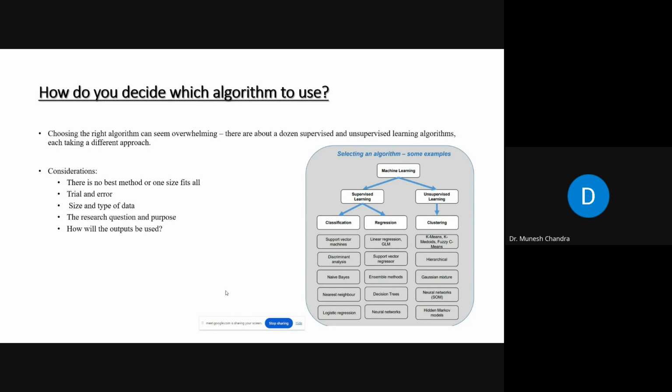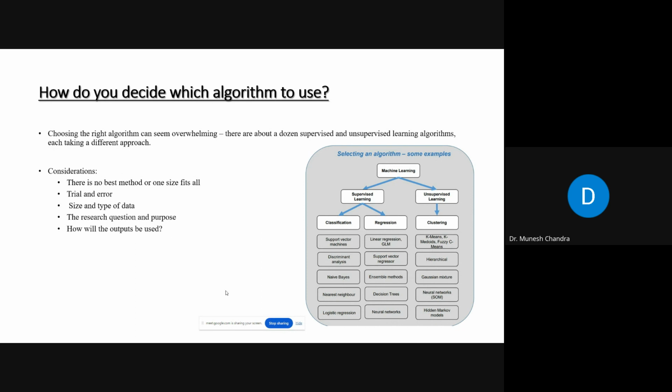Third point is size and type of data. I have already discussed that if the size is large, then the algorithm is different. If size is less, algorithm is different. If the type of data is structured data, we can use a different approach. If unstructured data, we have to use a different approach.